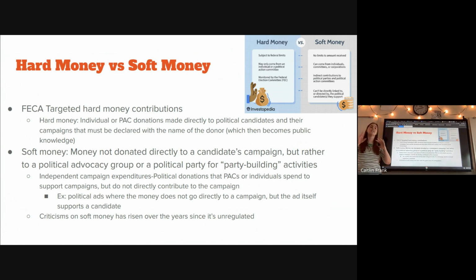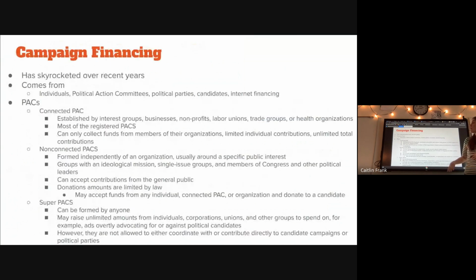Soft money is not as regulated because instead it's indirect. It's indirect donation. So you're not giving the money to the candidate, but you can fund your own advertising campaigns. You can do things to help the president get elected as long as you're not giving the money directly to the president himself or his campaign. So soft money is not seen as dangerous because if it's not going directly to the president, the fear of the president needing to give back to his most donated supporters isn't as big of a threat.